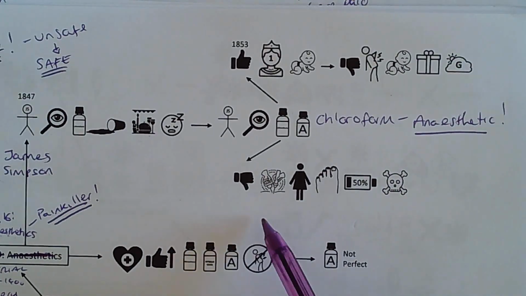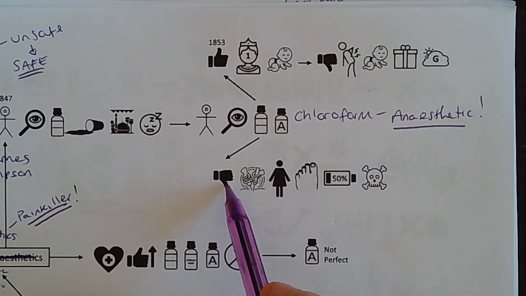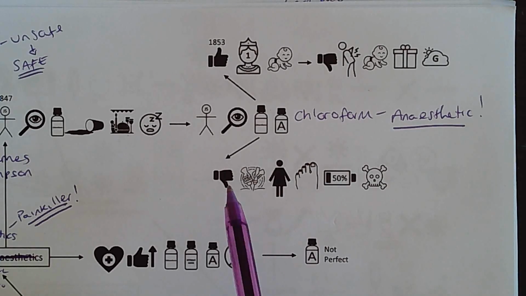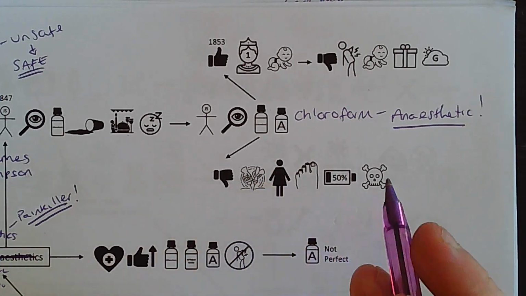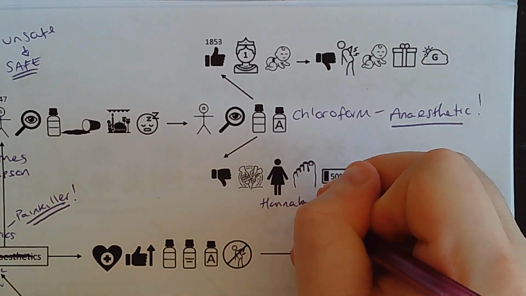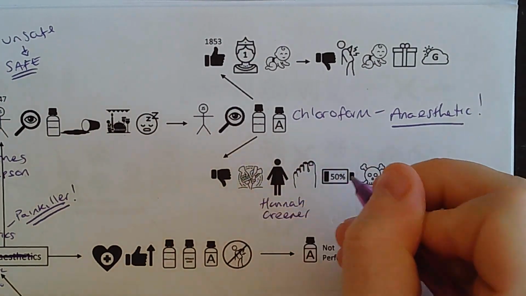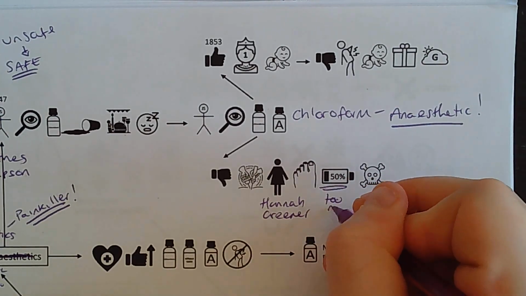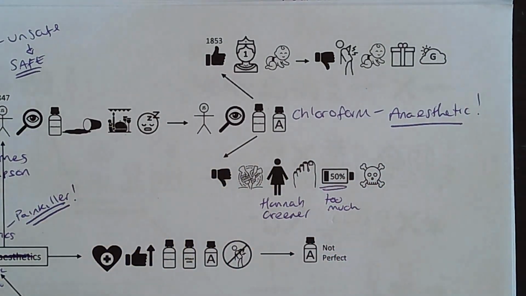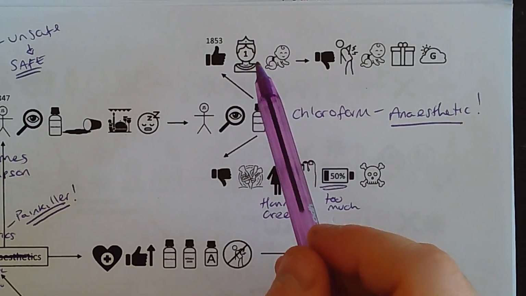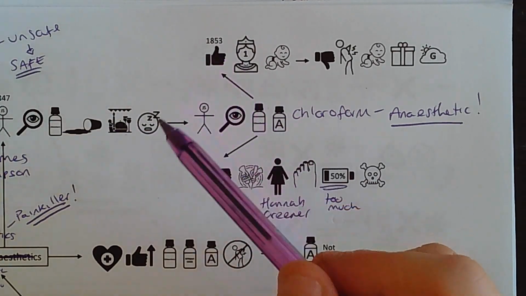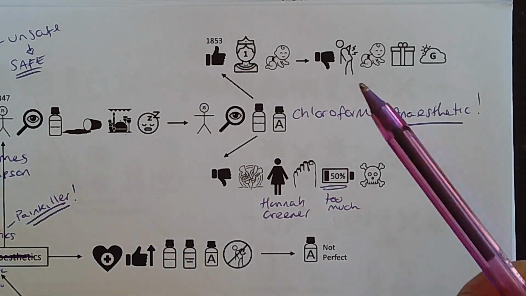Now, it was seen as unsafe in the short term because one example would be the fact that a surgeon took a woman called Hannah Greener and did surgery on a toenail but gave her too much of the dosage and it killed her. So again, even though chloroform is seen as effective much later on, immediately it was still that problem with too much of a dosage. However, doctors worked on the dosage and eventually it became more accepted.